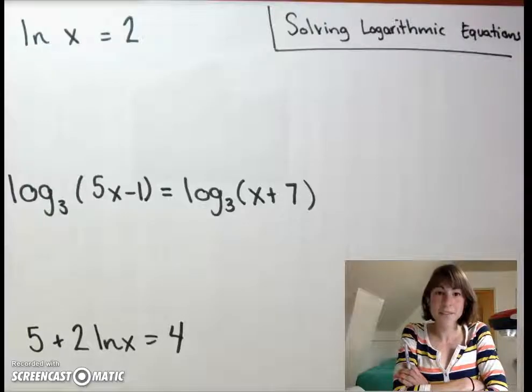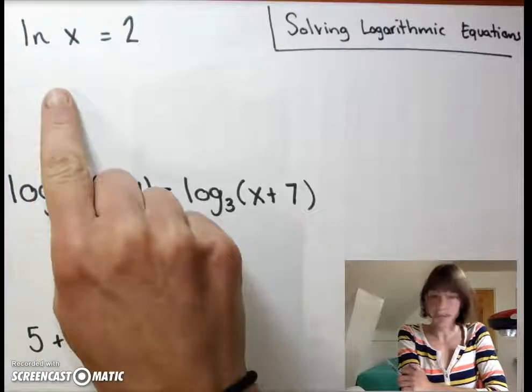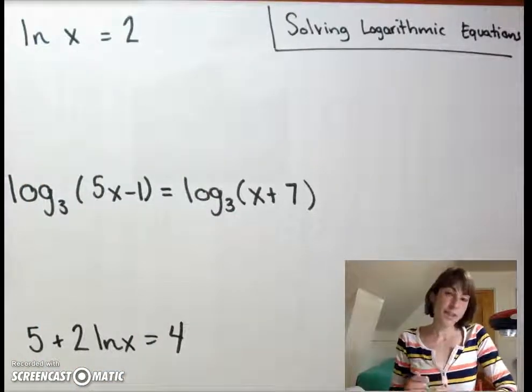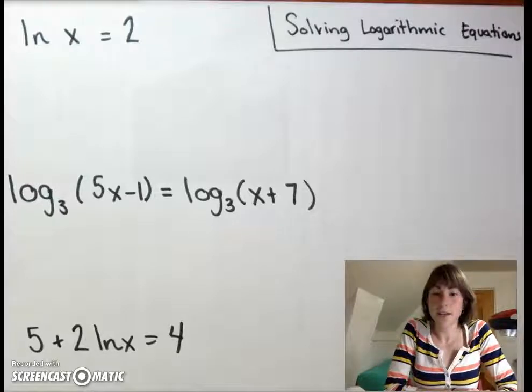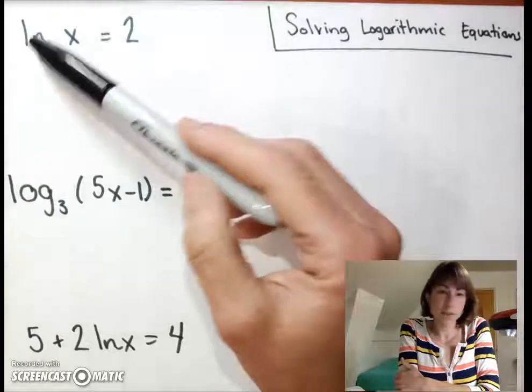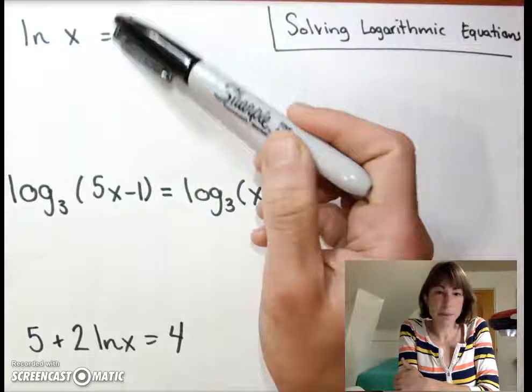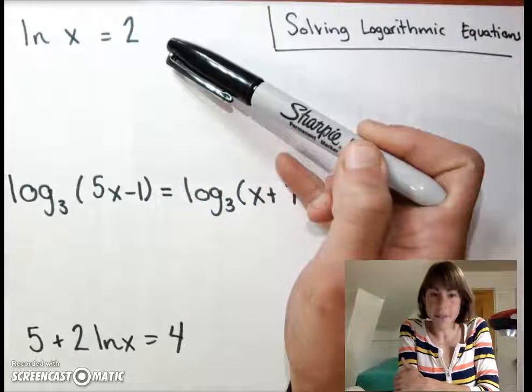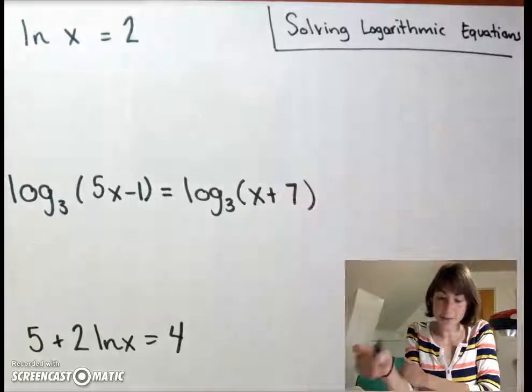Hi everyone, in this video we're going to be solving logarithmic equations and our main tool is going to be the inverse property again. So our first example is ln of x equals 2. This is similar to an example that you saw in the basic equations video. If we wanted to use the one-to-one property, we'd have to be able to write 2 as ln of something, but it's not obvious how to do that.